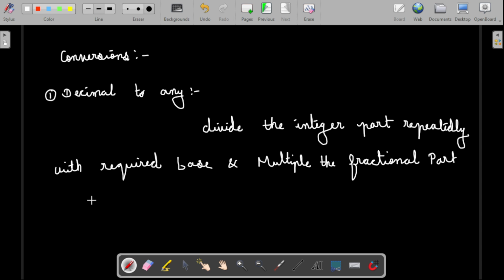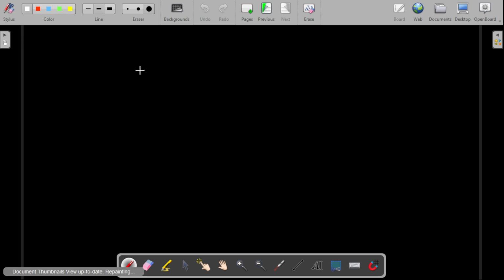If you guys see the example, it will be clear. So for now, let's bear with the theoretical explanation. Repeatedly with the required base. So with base, I'm mentioning at base. Okay. So that was anything to base. The second thing is any to decimal, any base to decimal.